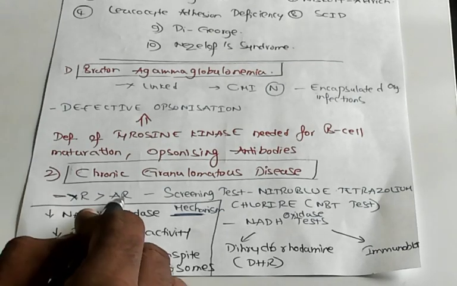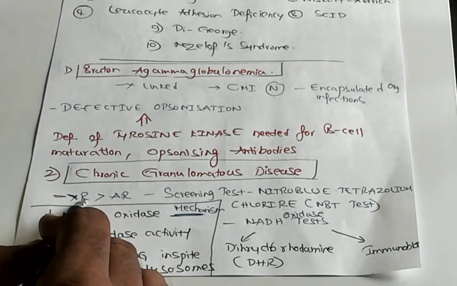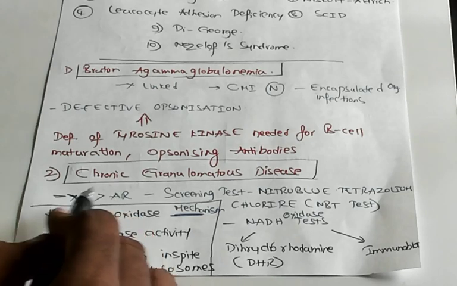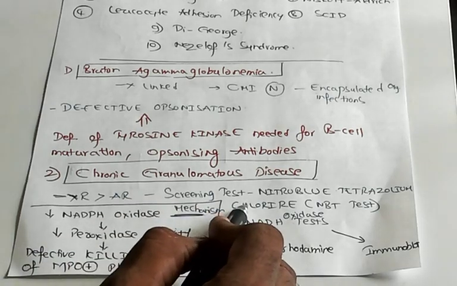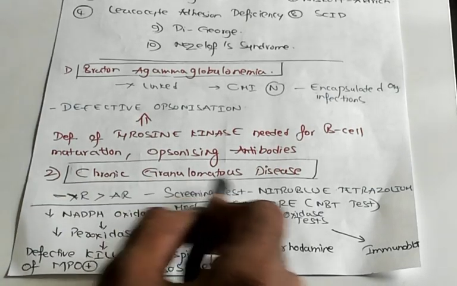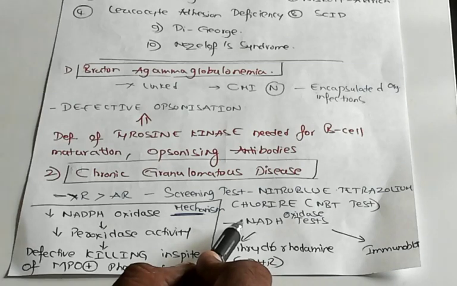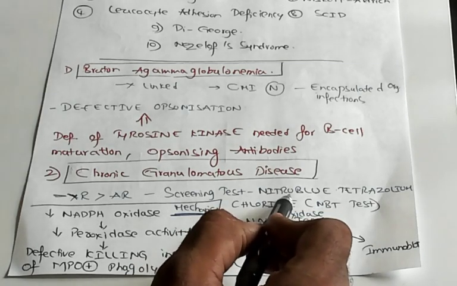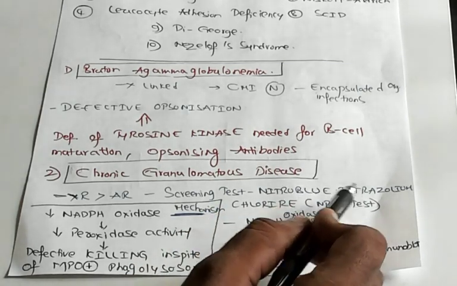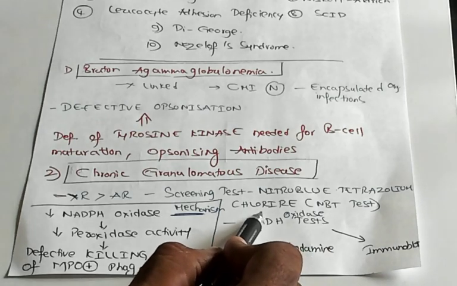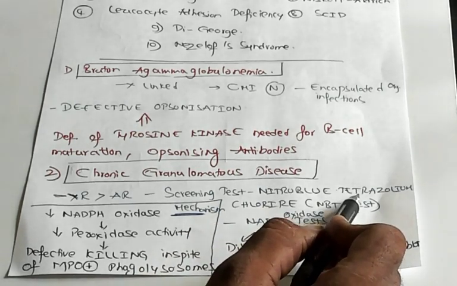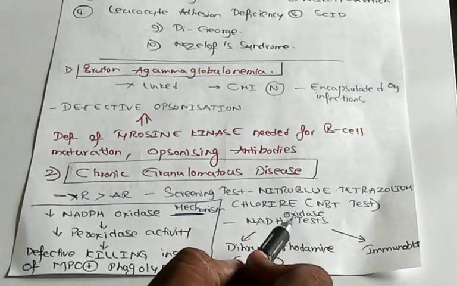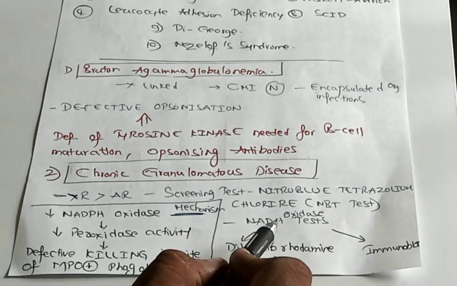Now, chronic granulomatous disease. In this there are two types, X-linked recessive and autosomal recessive, but X-linked recessive is more common than autosomal recessive. What is the screening test for chronic granulomatous disease, doctor? It is called the nitroblue tetrazolium test. So, why do we do this?